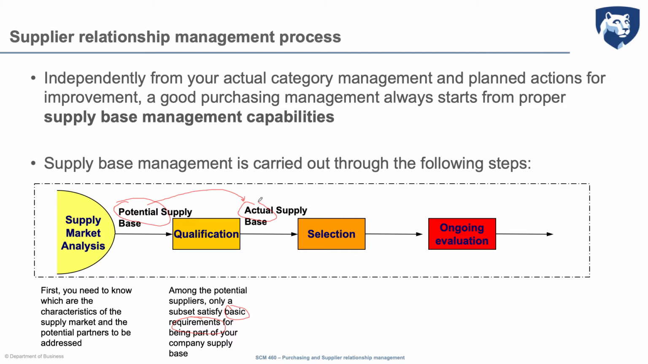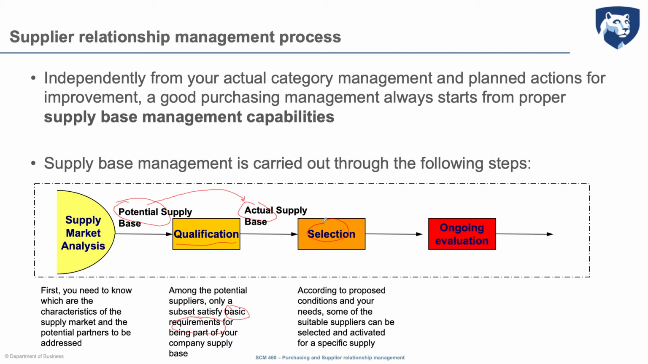Once I have a base of actual suppliers to be activated, every time I have a need, of course, among the actual supply base, I need to select the ones that are able to satisfy the specific requirements of the request. So basically, the suppliers which are qualified are in general able to meet my qualification criteria. Selection process and selected suppliers are those that are more suitable to satisfy a specific need. So according to the specific need and conditions at a certain moment of the year, some of the suitable suppliers can be selected and activated for a specific supply.